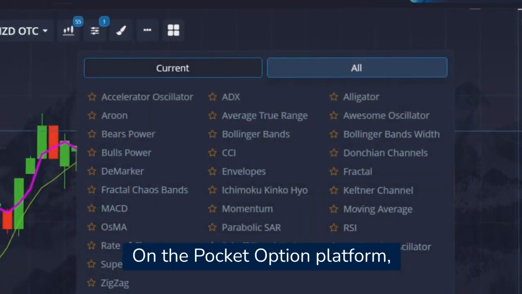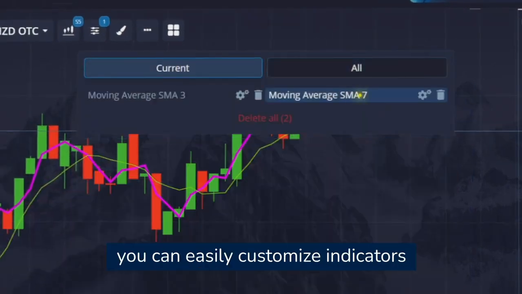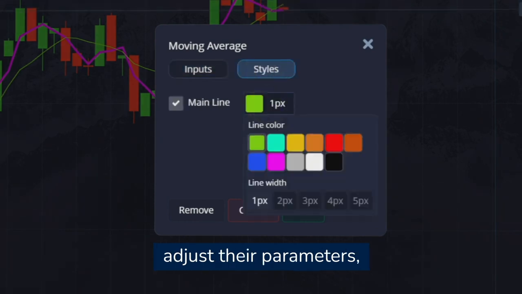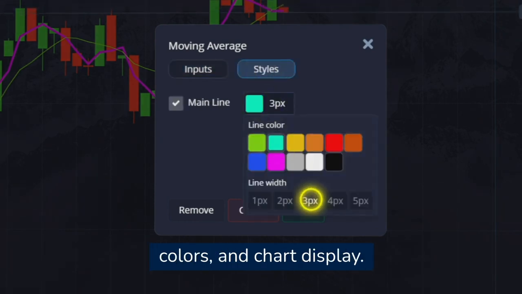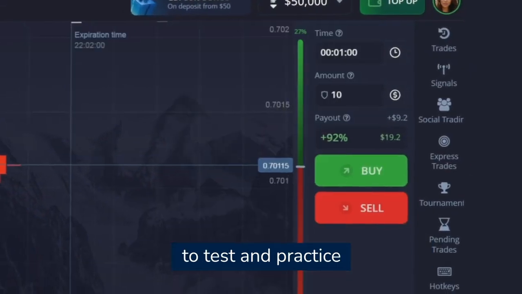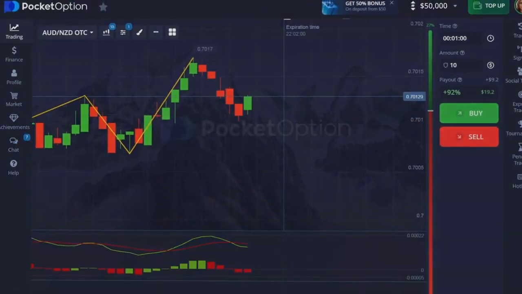On the Pocket Option platform, you can easily customize indicators to suit your needs. Adjust their parameters, colors, and chart display. We recommend using a demo account to test and practice with different indicators.